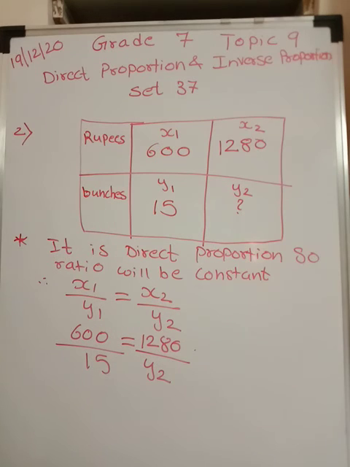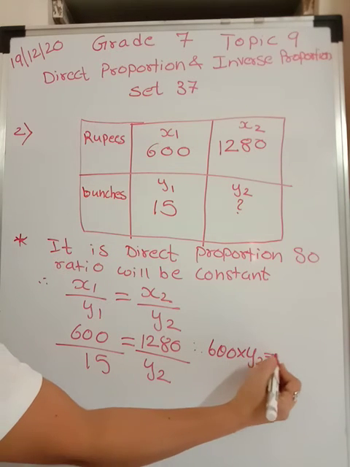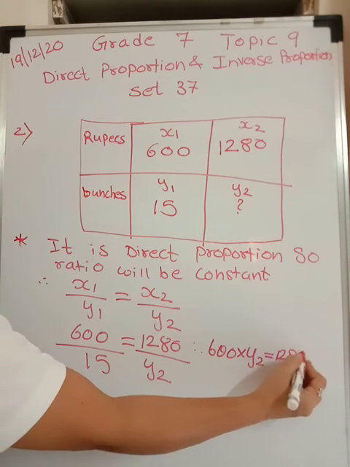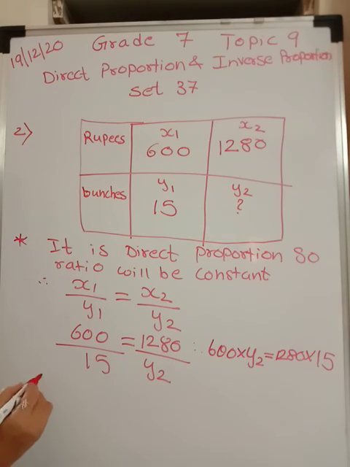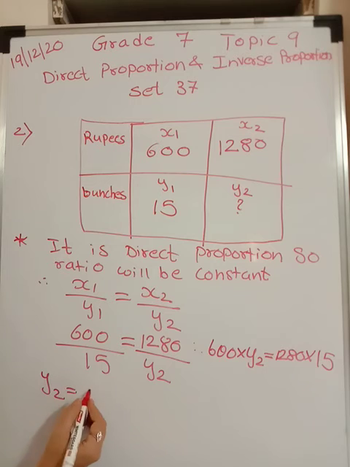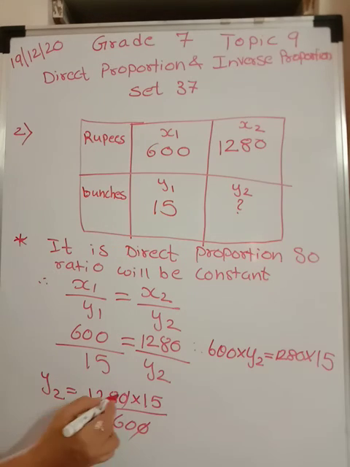Now let us cross multiply. So it is 600 into y2 will be equal to 1280 into 15. We want to find y2, so this will go in division. So what will be y2? y2 is equal to 1280 into 15 upon 600. 0, 0 cancelled. Okay?